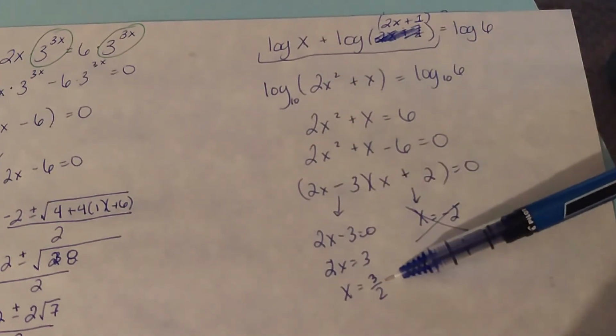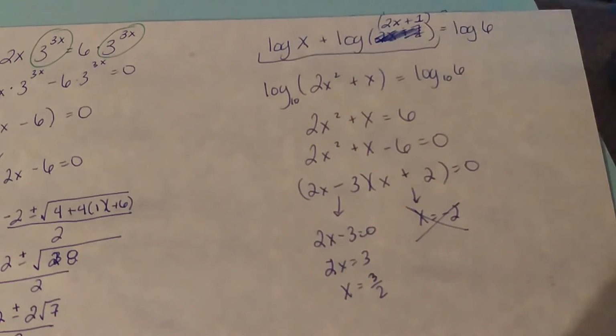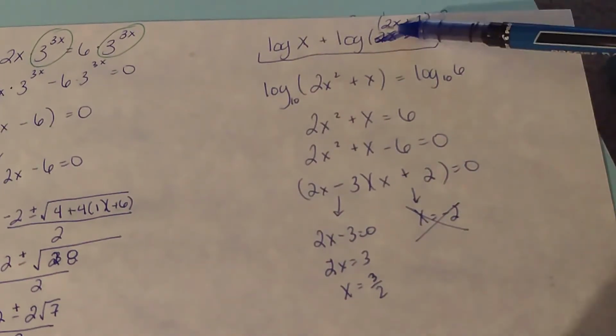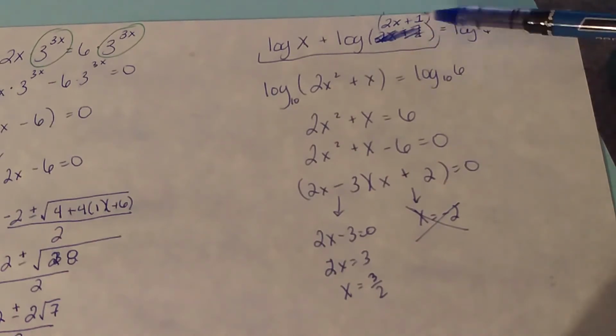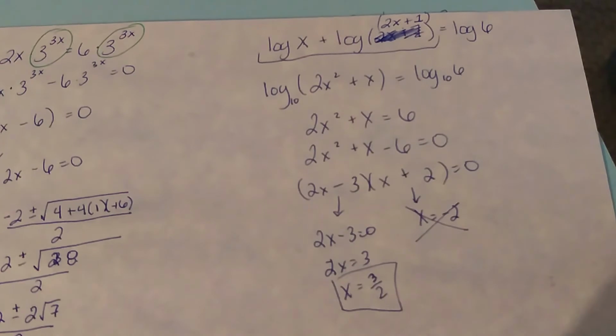The second one, I want to double check. 3/2 is positive, so that's okay with this first log. And the second log also has all positives, so we should be fine. This is our only solution from this problem.